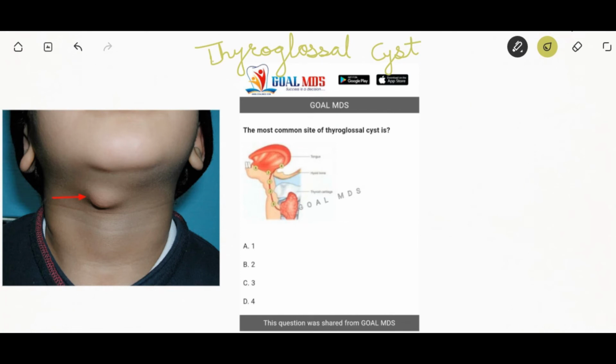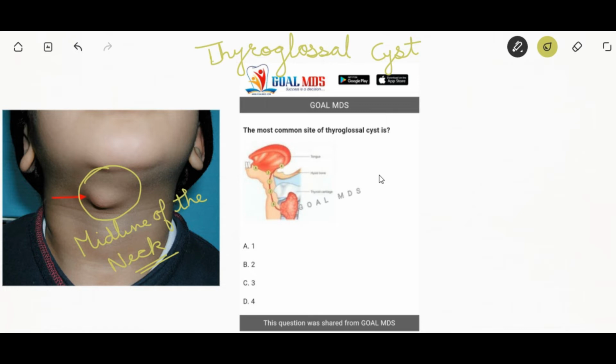The most common site for the thyroglossal cyst is, first of all, thyroglossal duct cyst is a neck mass or lump that develops from the cells and tissue remaining after the formation of the thyroid gland during embryonic development. Where are the thyroglossal duct cysts located? In an entrance exam, you will get a question like this and identify this image, this cyst. So the answer will be thyroglossal cyst.